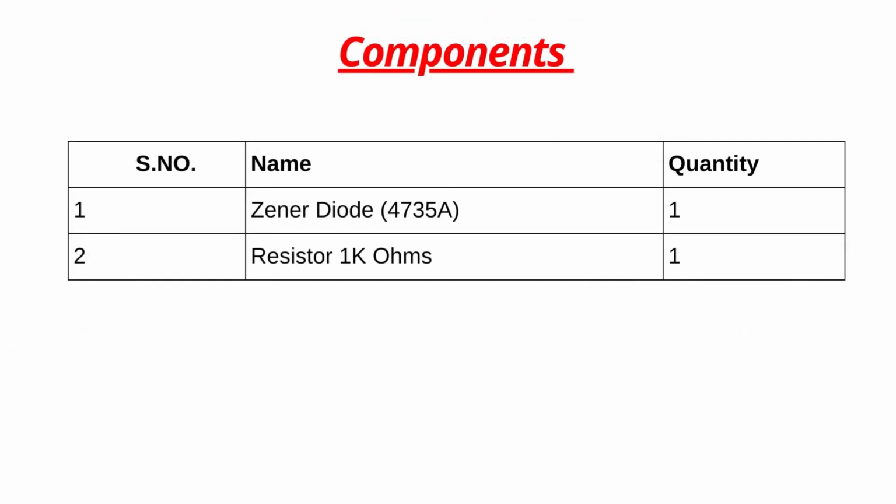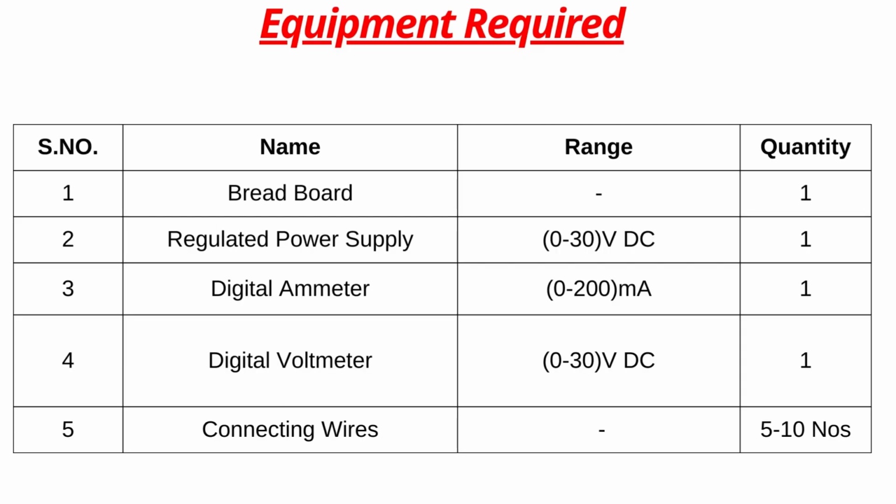Components: Zener diode 4735A, 1 number. Resistor 1 kilo ohm, 1 number. Equipment required: breadboard, 1 number. Regulated power supply 0 to 30 VDC, 1 number. Digital ammeter 0 to 200 milliampere, 1 number. Digital voltmeter 0 to 20 VDC, 1 number. Connecting wires, 5.